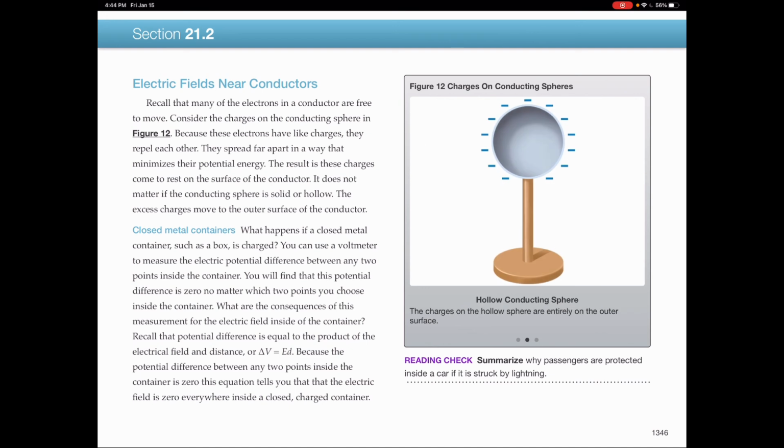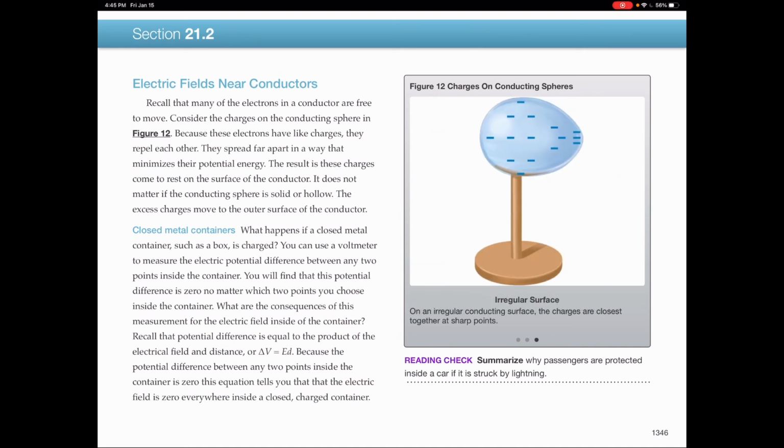If we had a hollow sphere, you can see all the charges are out on the outside. There is no electric field on the inside. If we have an irregular shape, the charge is going to be more concentrated in areas where there are sharp points.